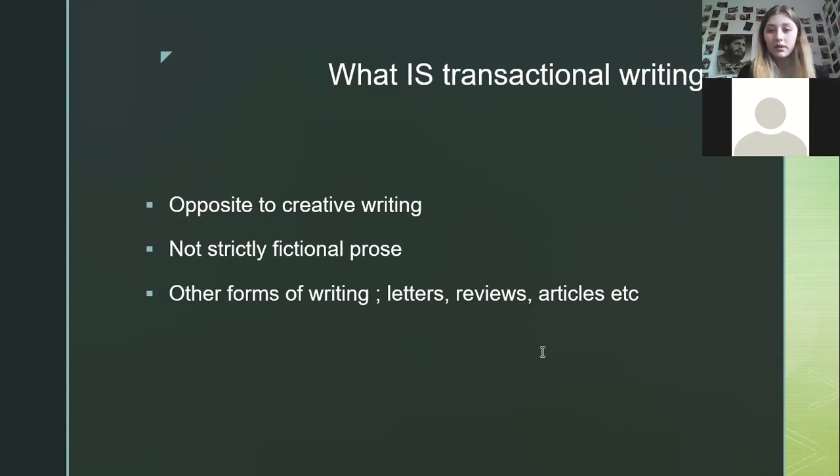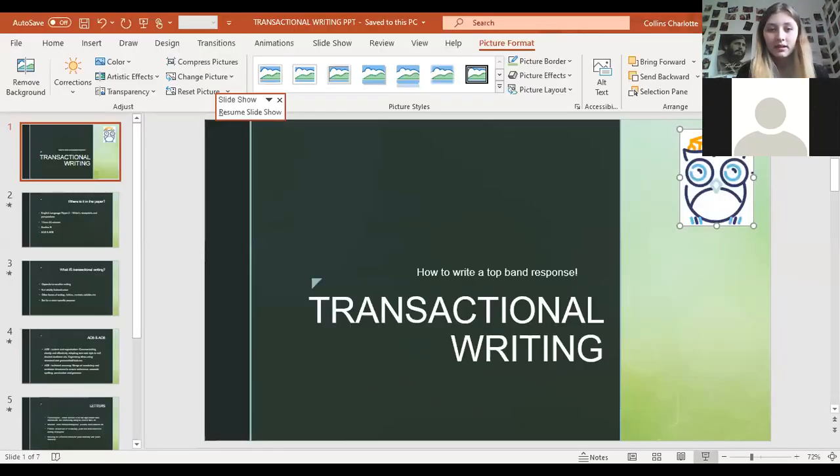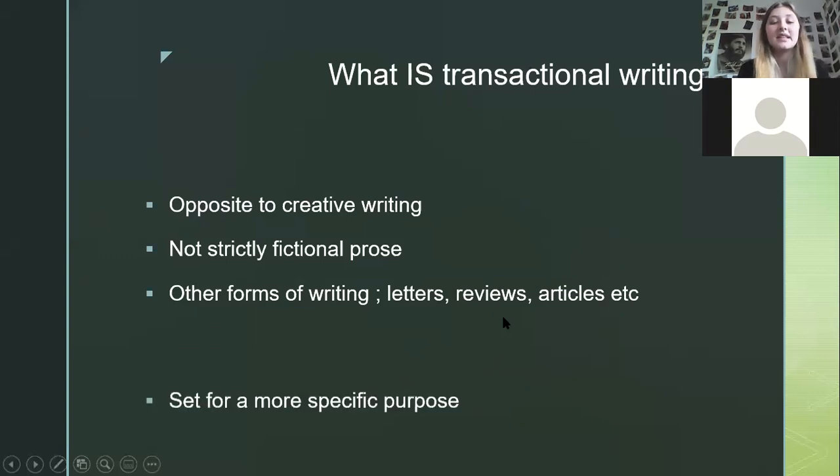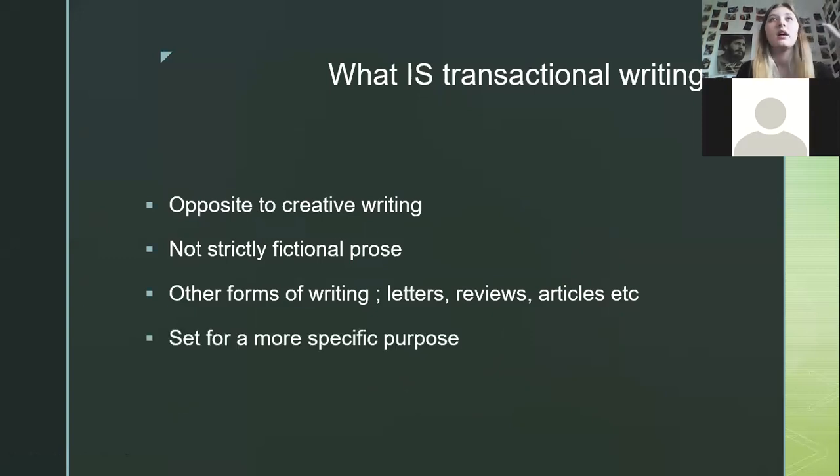And it's set for a more specific purpose. So in your creative writing bit, it'll be like, your school is having a writing competition, write a creative story about this. But in your transactional writing part, it's more like you're a journalist for a newspaper covering an issue of bullying at schools, write a newspaper article that will cover this topic. So it's given you a much more specific purpose to write about.